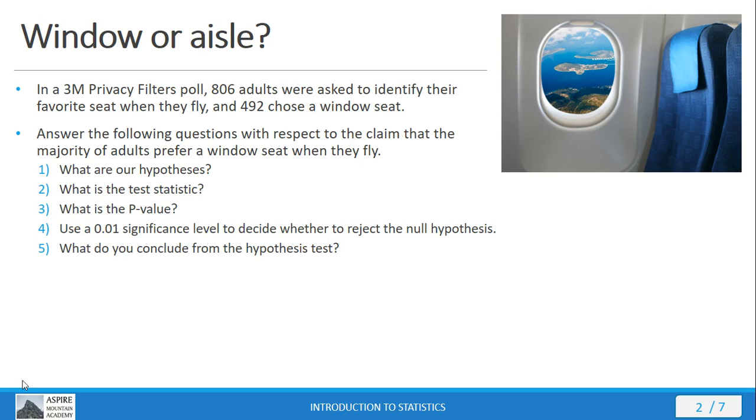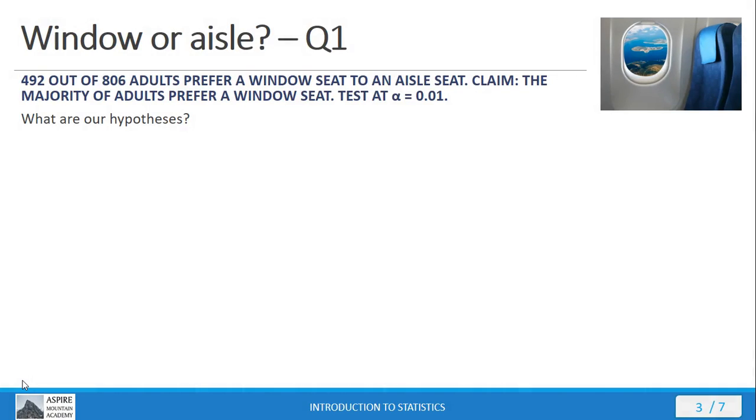We're going to tackle these one at a time and get every one of them knocked out. So first up, what are our hypotheses? Well, first we're going to think about what's the claim that's being made. The claim is that the majority of adults prefer a window seat. Majority means greater than 50%. So there's our claim.